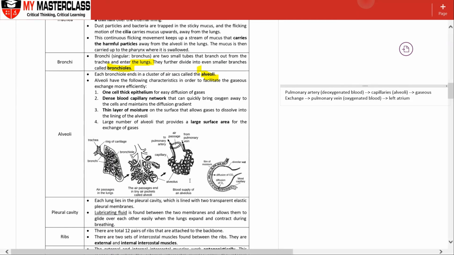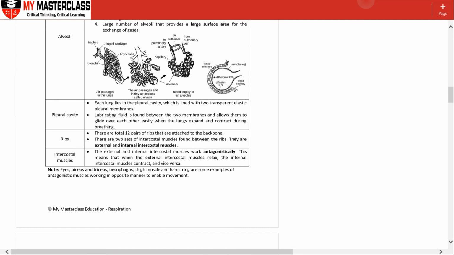Okay, so in order for the diffusion to be very efficient, you have got all these different characteristics of your alveolus itself. It's only one cell thick, you have got a lot of capillaries, so that is a capillary network. Again, thin layer of moisture, similar to your plants. In the plants, your leaves itself, between your mesophyll cells, you have got a thin layer of moisture for efficient diffusion of gases. Okay, you also have a thin layer of moisture along your nose region, so that gas can pass through easily.